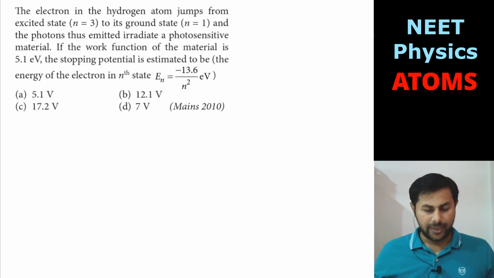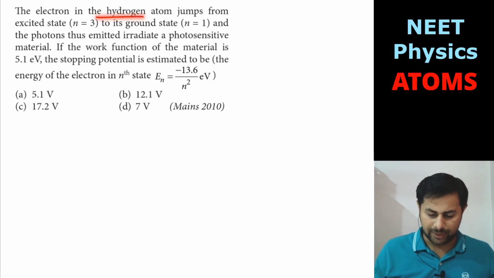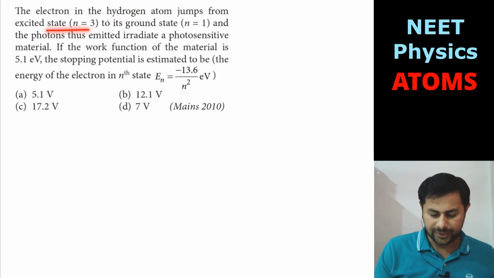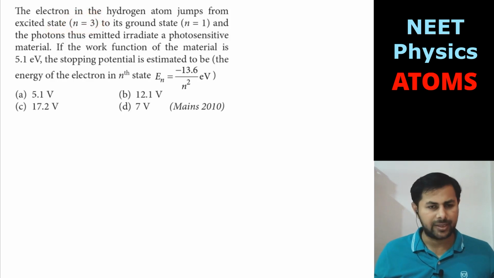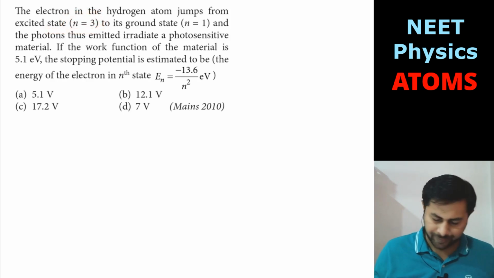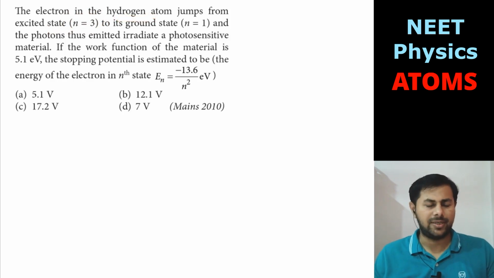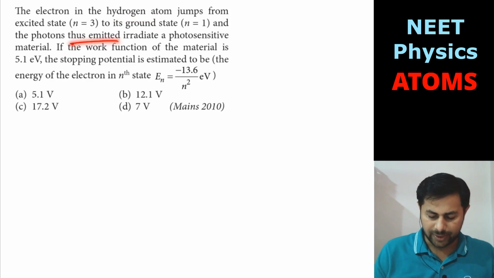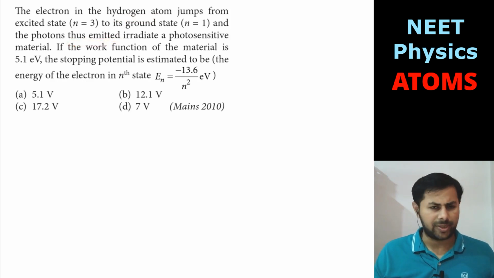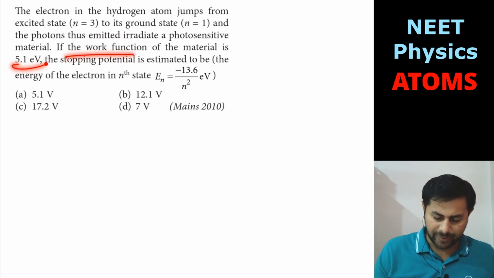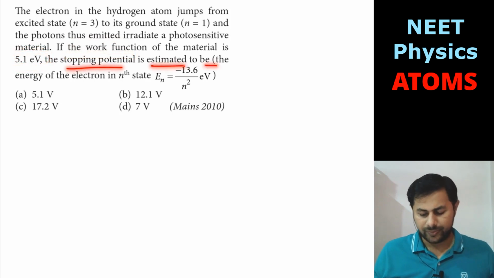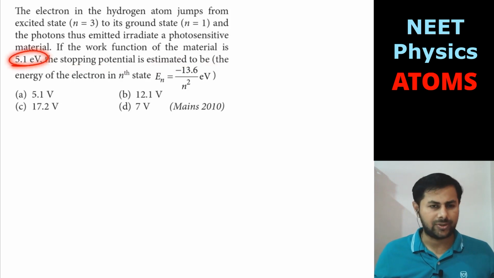Alright, let's see the next one. The electron in hydrogen atom jumps from excited state n equal to 3 to its ground state n equal to 1, and the photons thus emitted irradiate a photosensitive material. If the work function of the material is 5.1 electron volt, the stopping potential is estimated to be... work function is given and you want the stopping potential.